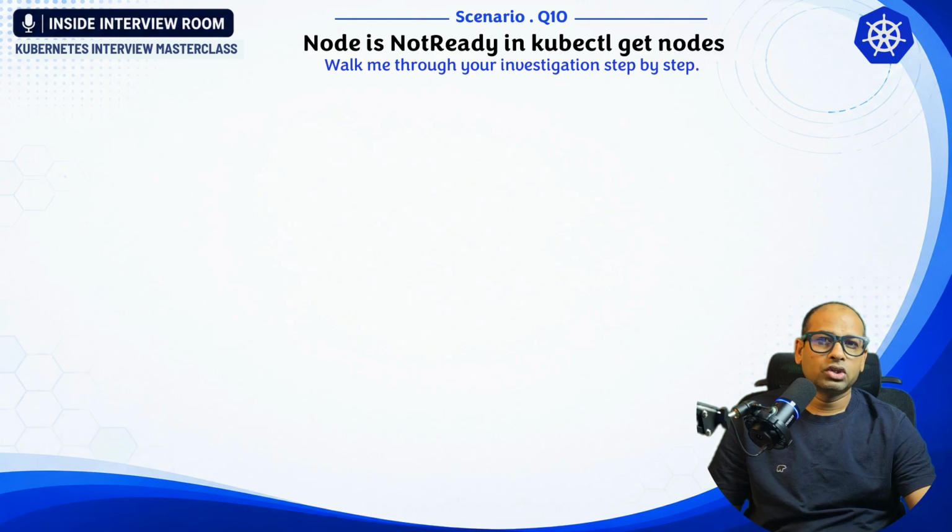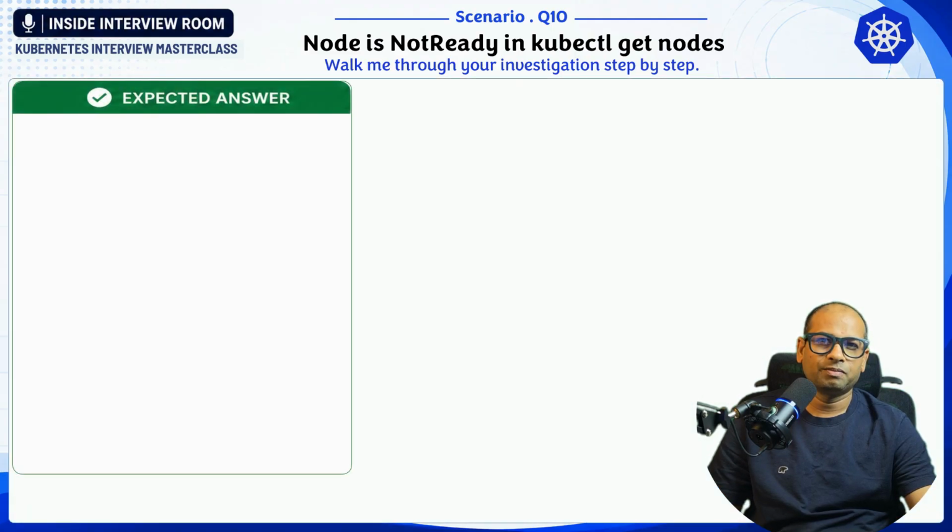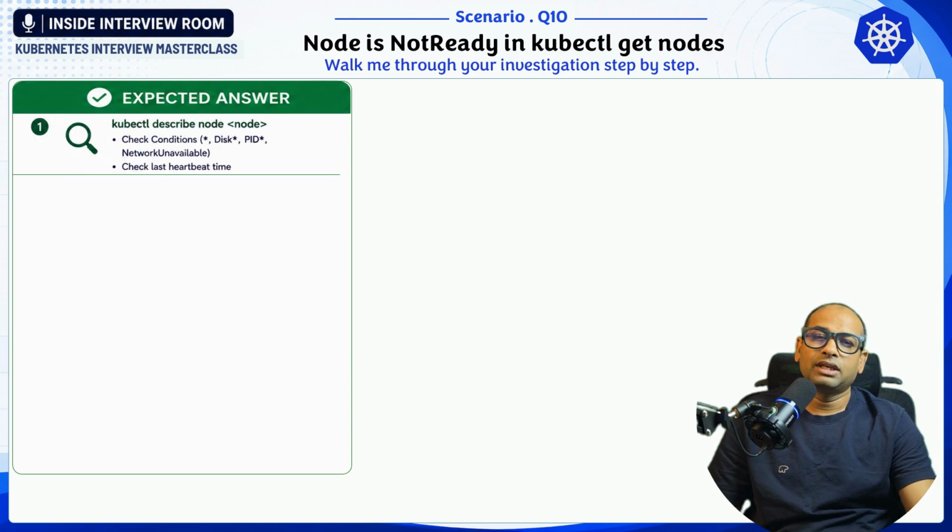A node shows not ready in kubectl get node. Walk me through your investigation step by step. The word "systematic" is doing a lot of work here. I want a method, not guesses. What can be the expected answer? Here is the layered approach in order.